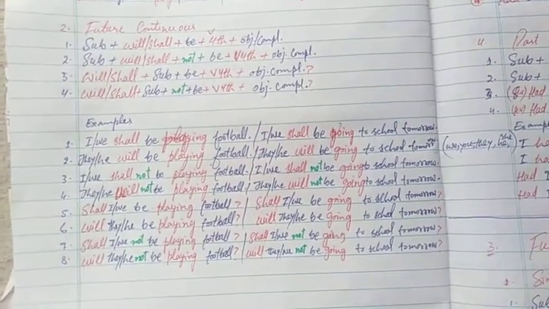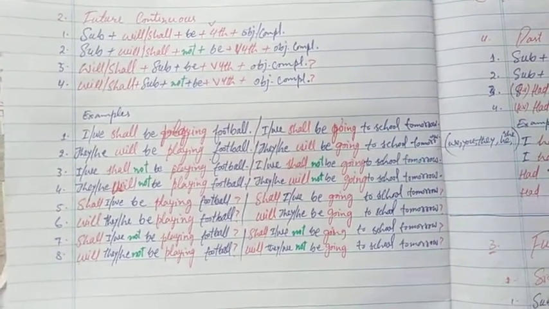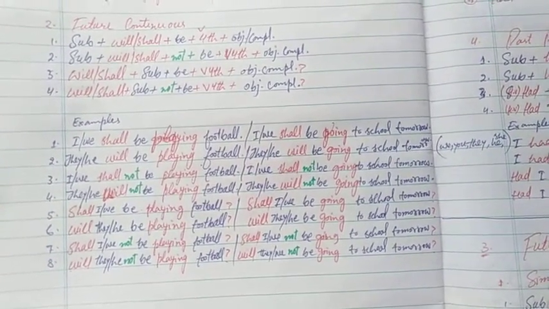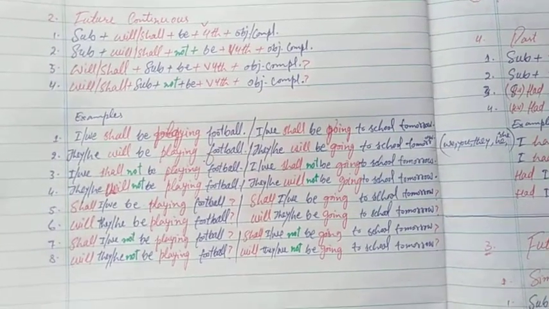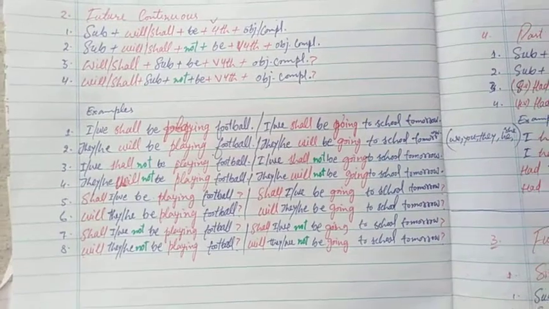तो shall I not be going to school tomorrow? ठीक है, क्या मैं नहीं जा रहा हूँ. फिर will they not be playing football? क्या वो फुटबॉल नहीं खेल रहे होंगे कल 10 बजे तक, मसलन by tomorrow 10 o'clock, 8 o'clock, जो टाइम आप जो भी मेंशन करना चाहें. इसके बाद will they not be going to school tomorrow? क्या वो स्कूल नहीं जा रहे होंगे.